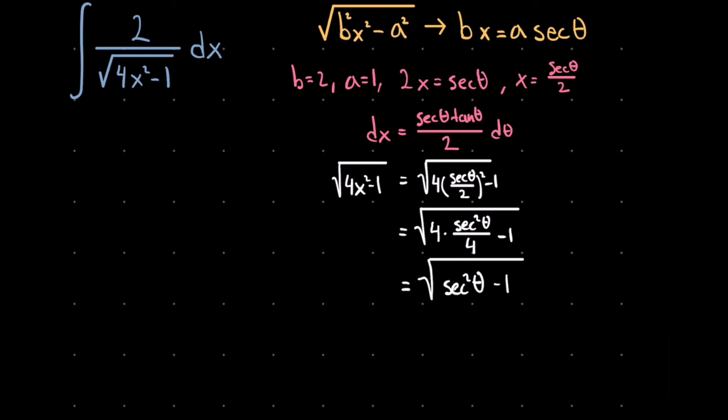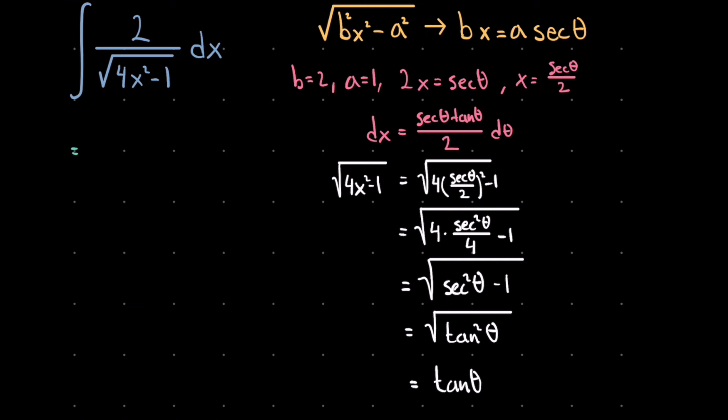And this is a commonly known trigonometric identity. We're left with the square root of tangent squared theta, and the square root of a square just leaves us with the inside, and that's tangent theta. So now we have this, we could go on and start solving this problem.